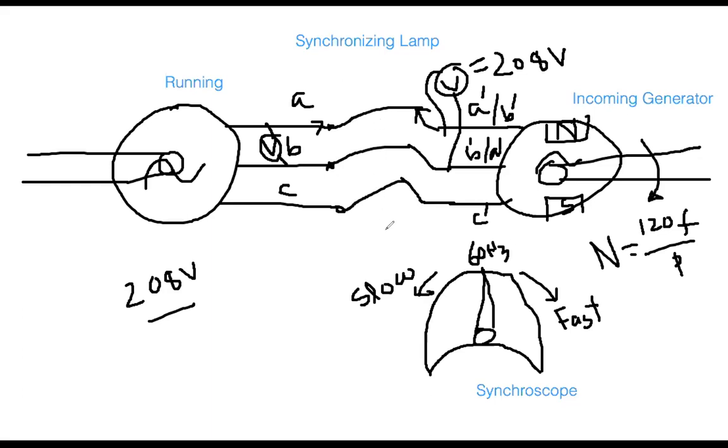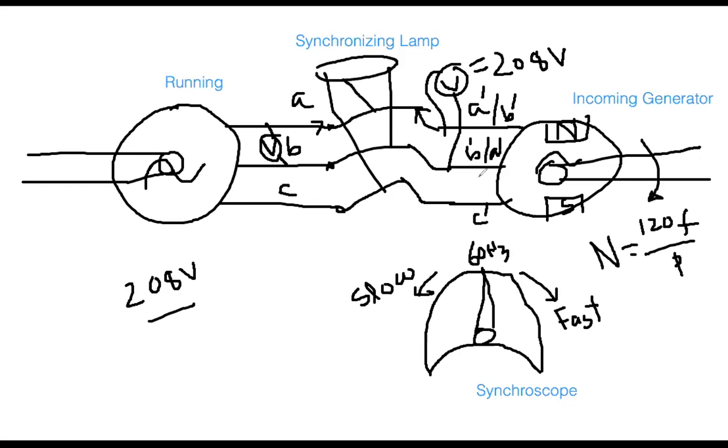There is proper synchronization switch. These are called the synchronizing switch. This means this generator is now in parallel with this generator. Now it is safe to deliver power to the customer. Now you send to the load. This is the load side.